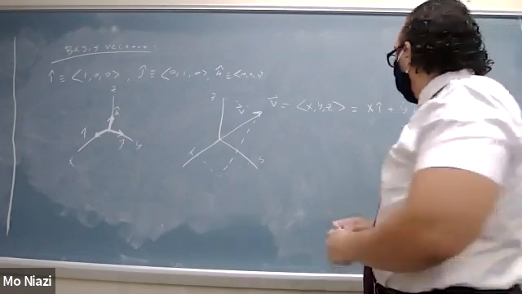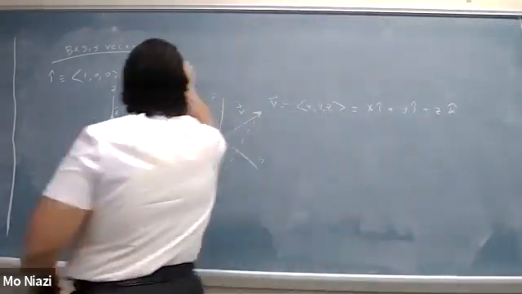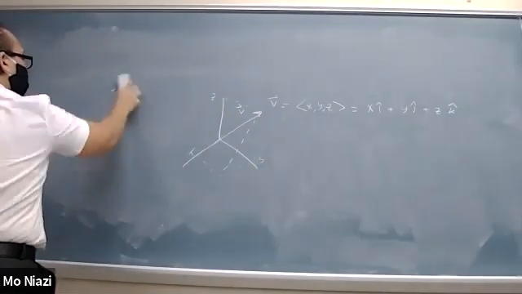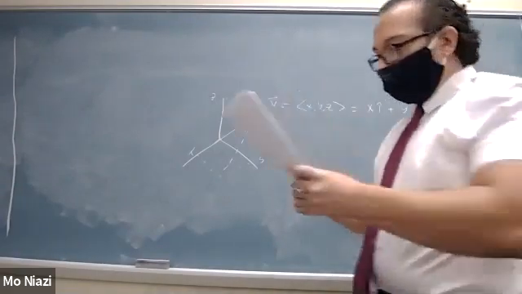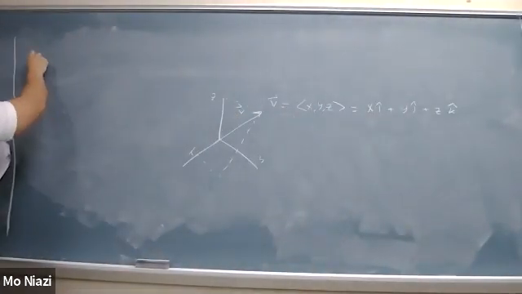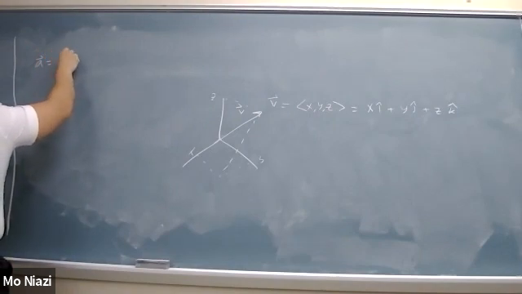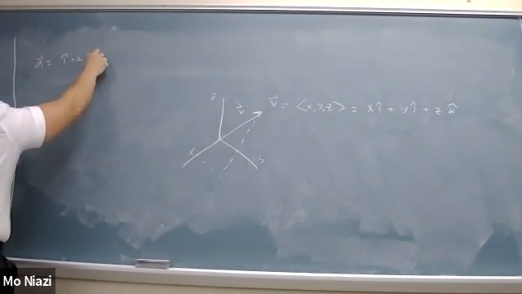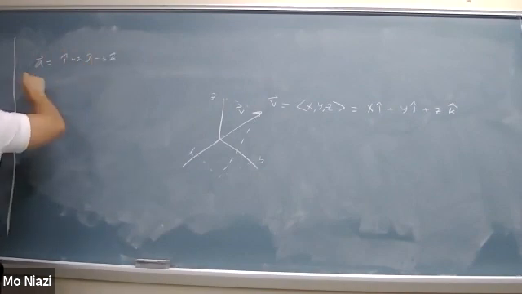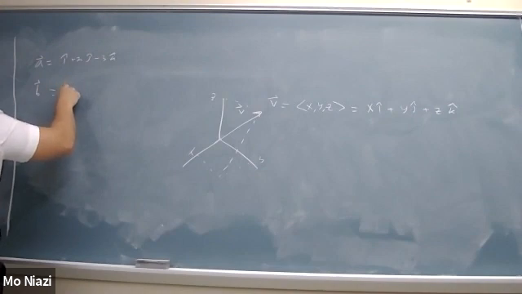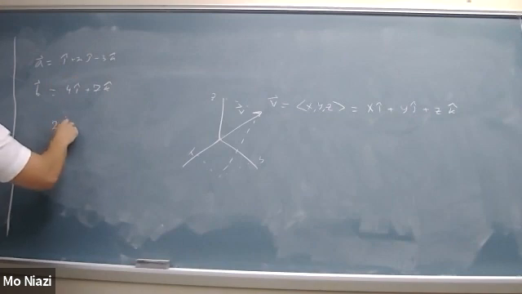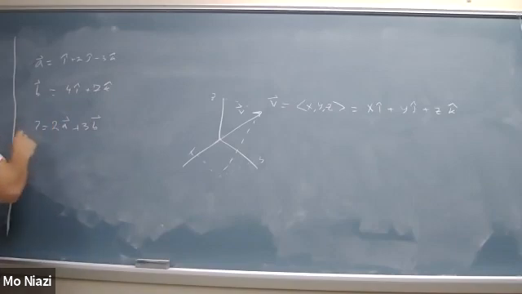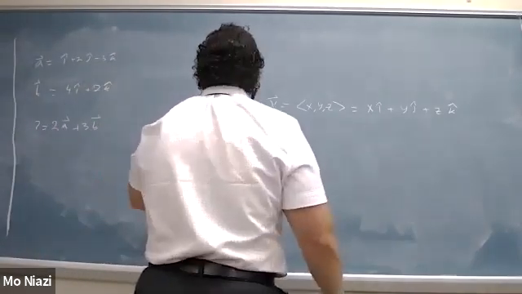So let's, for example, say a is equal to i hat plus 2j hat minus 3k hat. And let's say b is equal to 4i hat plus 7k hat. What is 2a plus 3b? I'll show you two ways to do it.